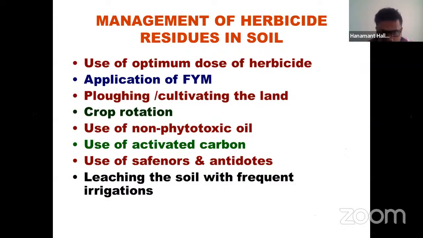Some of the management of herbicide residues in the soil. Some of the management practices through which we can reduce the effect of herbicide residues in the soil, and in turn the intake through the food system by humans and animals. So some of the practices are use of optimum dose of herbicides, then application of FYM. Application of FYM mainly will reduce the herbicidal activity by acting as a buffer.